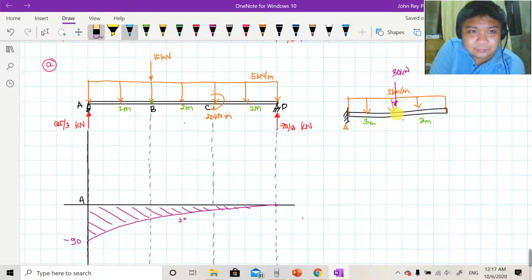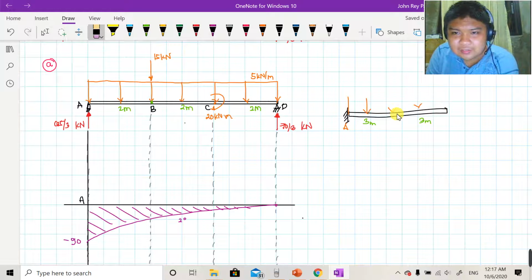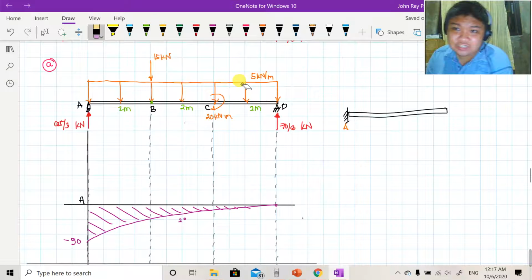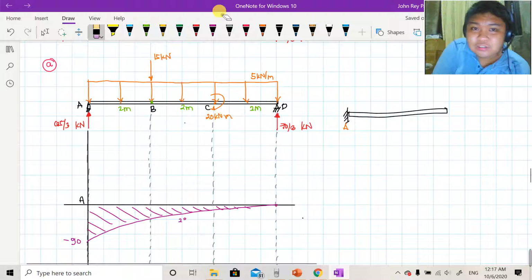So, ngayon, tanggalin na natin to. This time, ang next na i-drawing natin, class, ay yung ating concentrated moment na 20 kilonewton meter. Actually, wala namang order kung alin yung gusto mong unahin. Wala naman, class, nagsasabi na unahin mo tong distributed. Trip ko lang siyang unahin. Pero pwede mo nga unahin itong concentrated moment. Nasa sa inyo yun, class. Decision nyo yun kung paano nyo siya i-drawing.